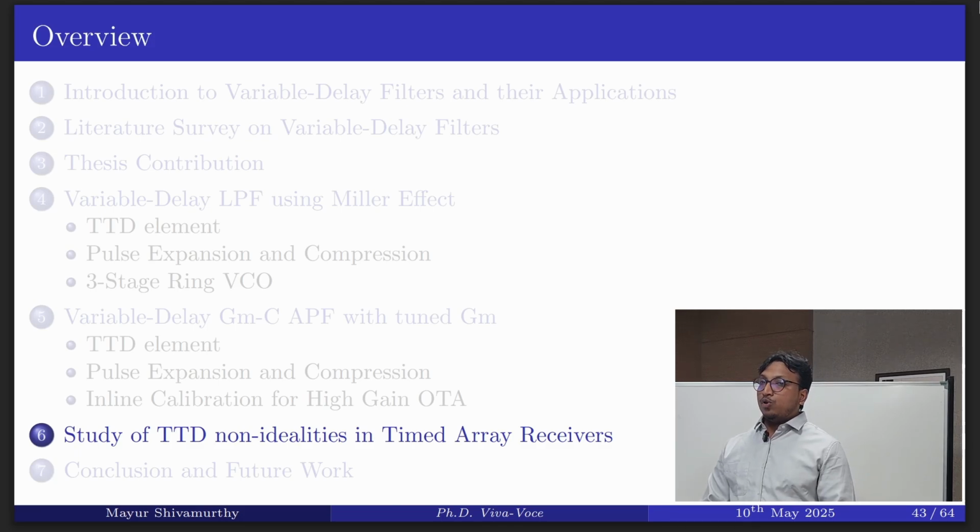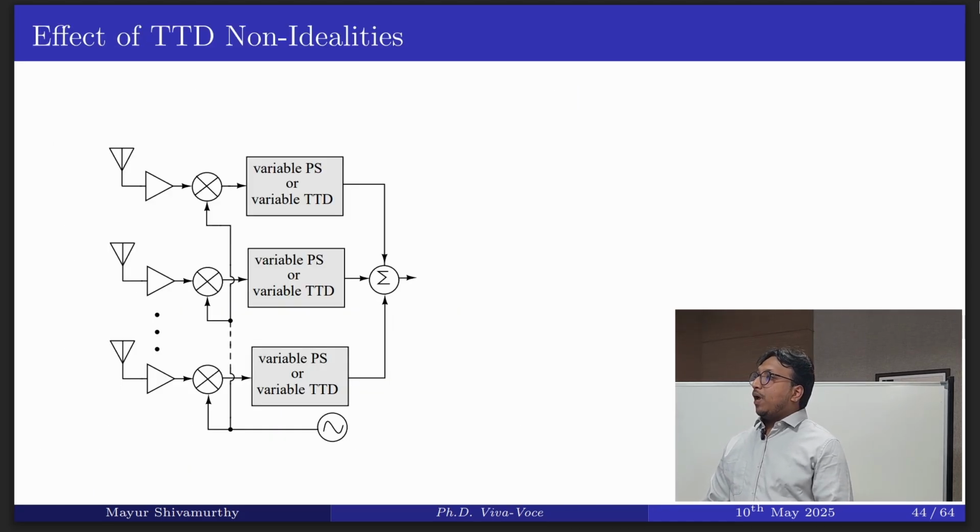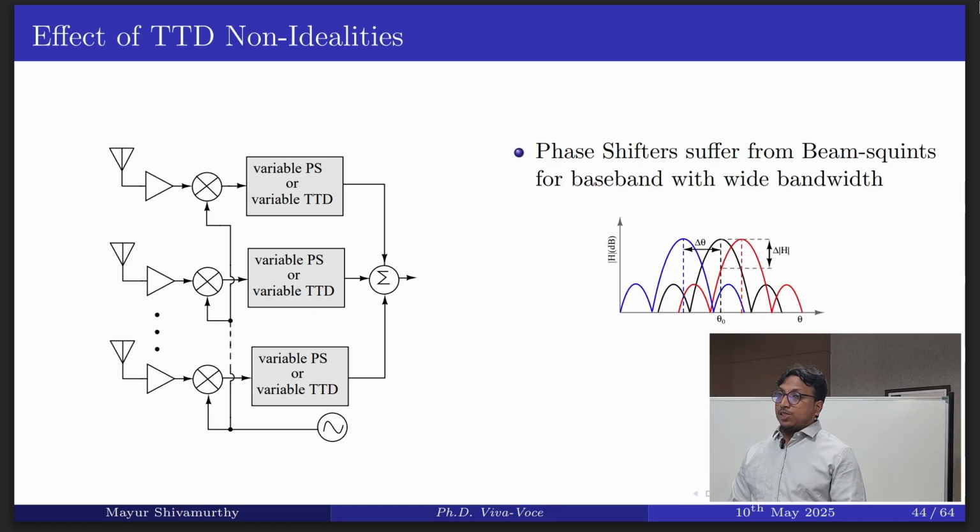Next, we come to the third contribution of the thesis, that is the study of TTD non-idealities in timed array receivers. Consider an example of baseband beamforming: the down converted signal will be delayed and added constructively in order to achieve beamforming. The delay can be done either using variable phase shifters or TTD. But the problem is, as the bandwidth of the baseband signal increases, the phase shifters do offer beam squint, and this would affect the performance of the system.